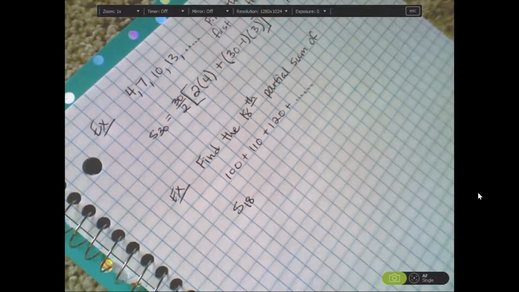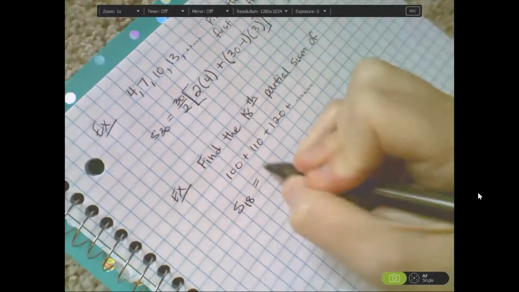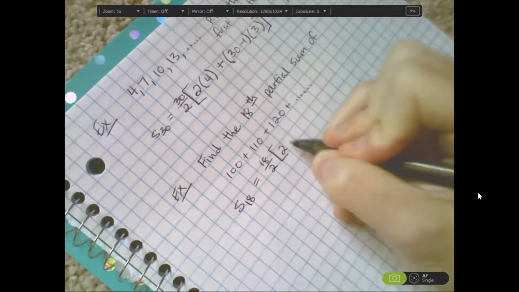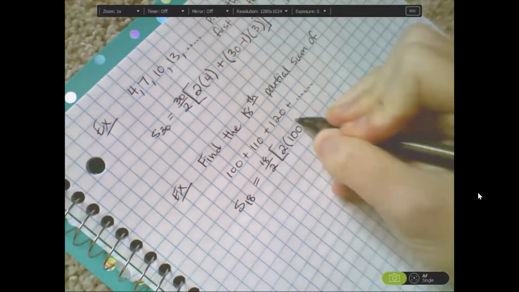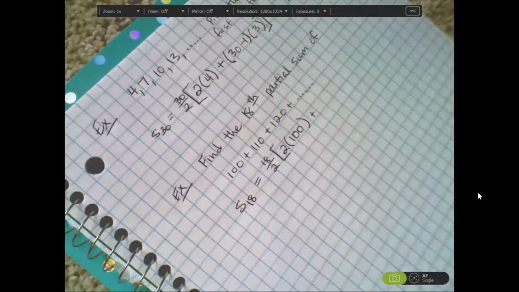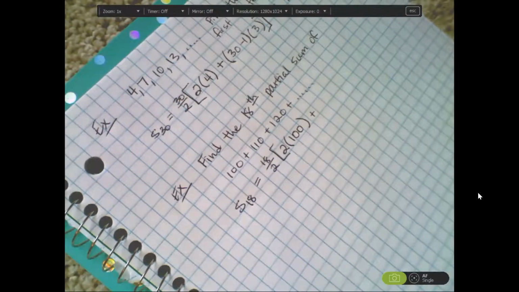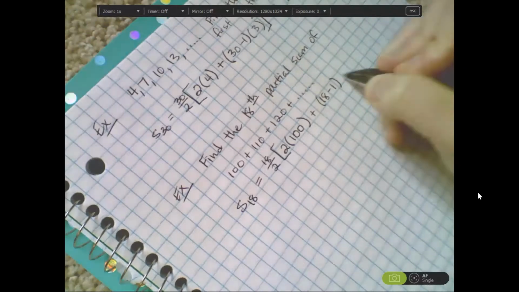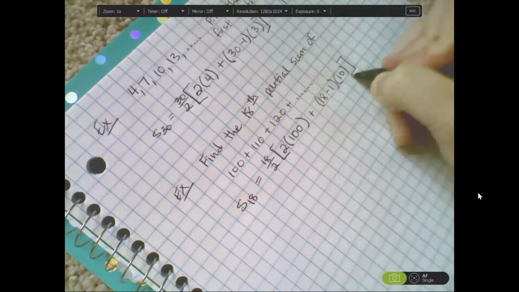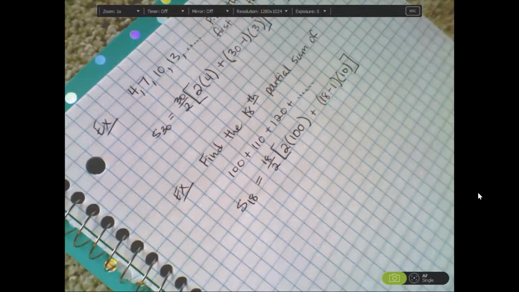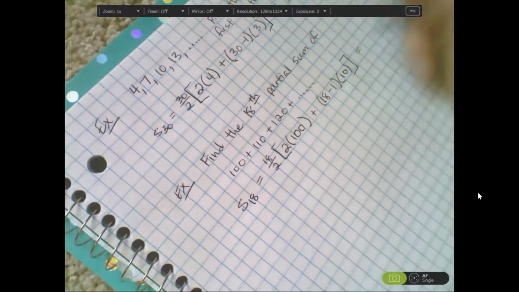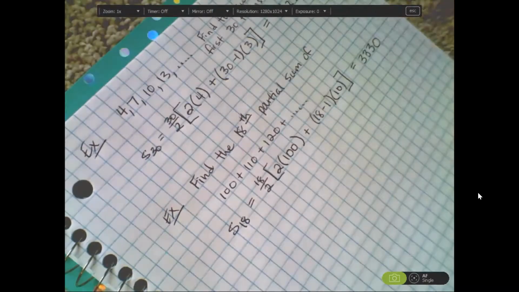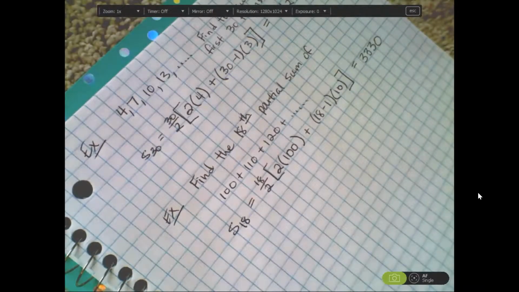So this is just S sub 18. So we would set this up the same way we just did the previous one. We'd have 18 over 2. First number is 100. Let's say we've got n minus 1, so that's going to be 18 minus 1. Our common difference, adding 10 every single time. So then we just work that out. And I got 3330 for that one.